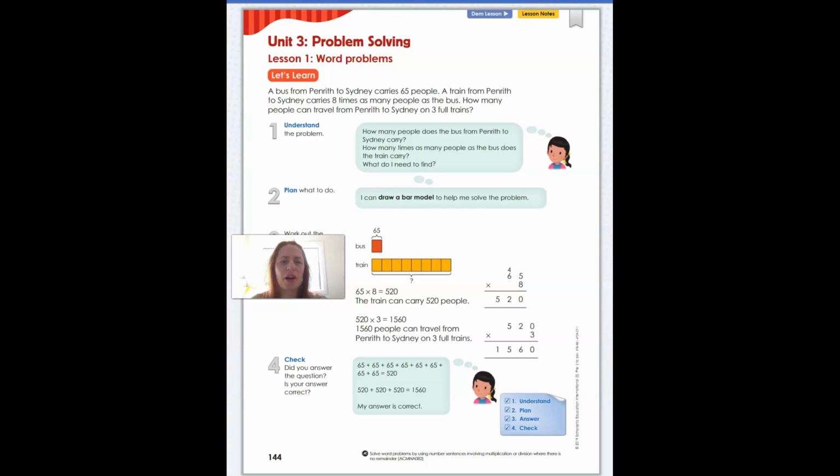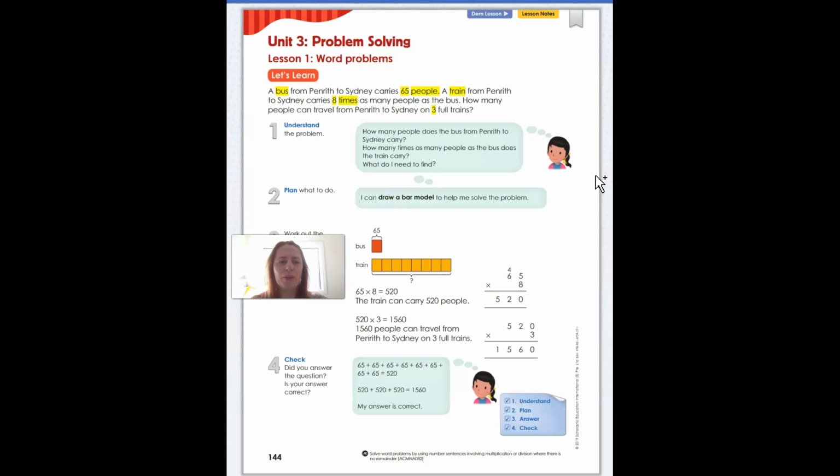Okay, so I've got my highlighter ready. A bus from Penrith to Sydney carries 65 people. That's the bus. I'm going to highlight that. A train from Penrith to Sydney carries 8 times as many people. And this is multiplication. When you see times, you go, that's multiplication. Okay, so we need to learn those skills. How many people can travel from Penrith to Sydney on 3 full trains? That's a lot of information and there's quite a few steps there.